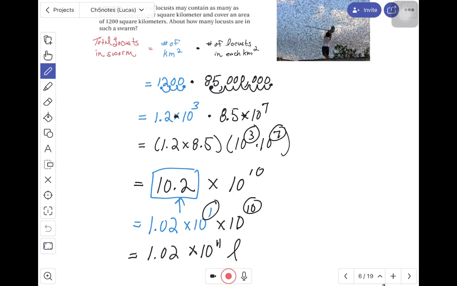And that is locusts, friends. Ew, so many bugs. So disgusting. So 1.02 times 10 to the 11th locusts are in this particular swarm.